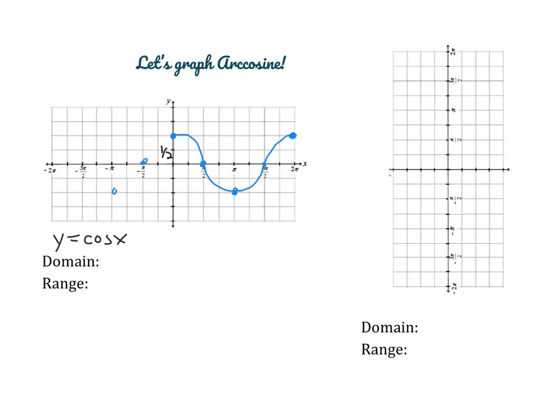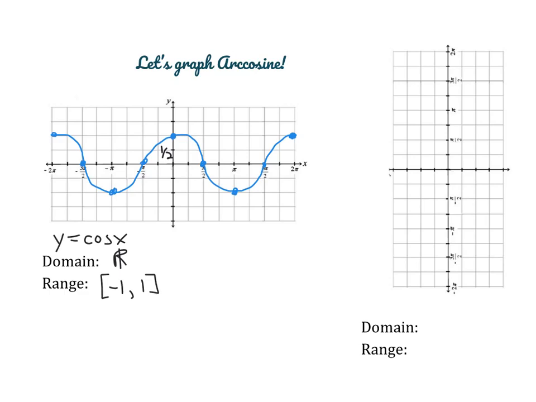And then 1, 2, 3, 4. So we can see that the domain of cosine is all real numbers, and the range is the same as sine. It's -1 to +1.